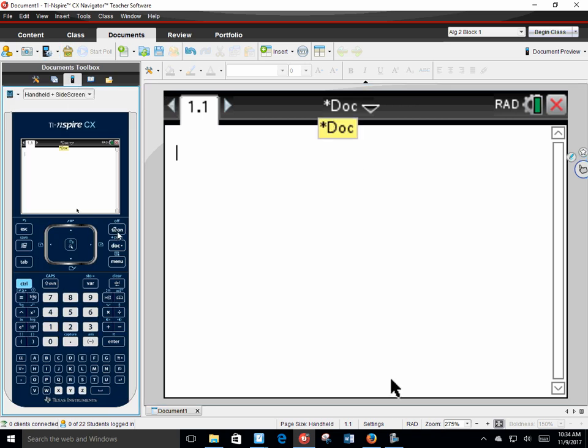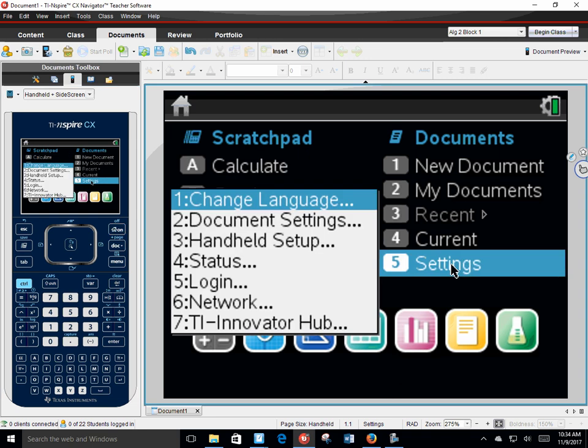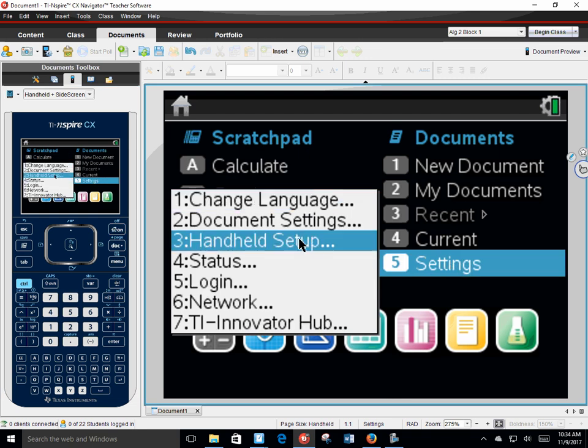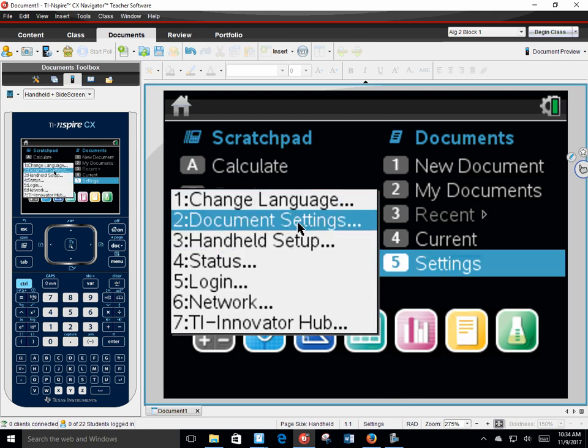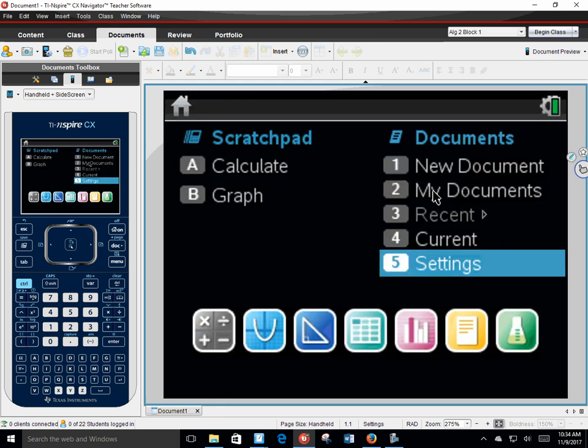So if I go to the home screen and I go to settings and I go to document settings, everybody with me? And it should say radian. If it doesn't, can you change that at this time? All right, and then say okay, or you can say make default. Okay, so now back to our work.